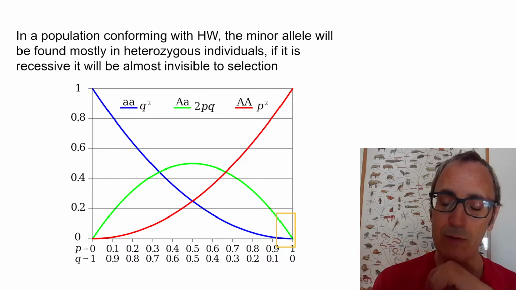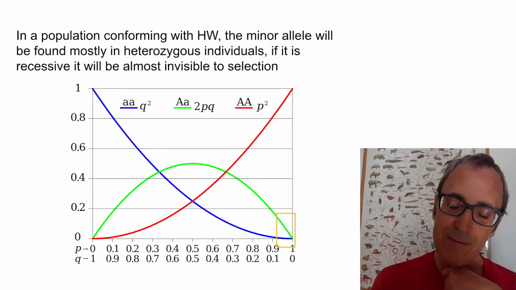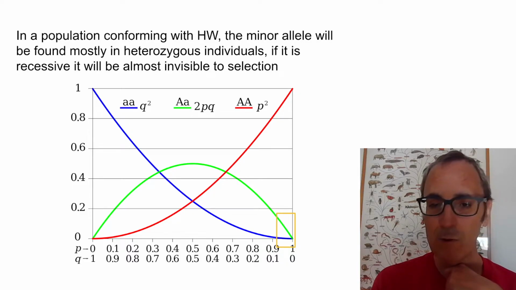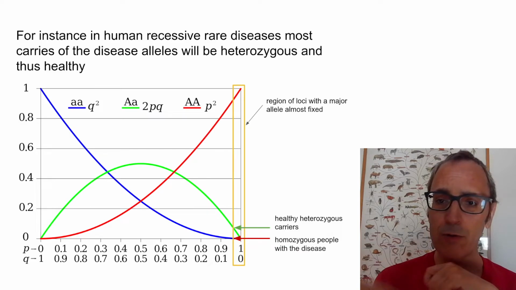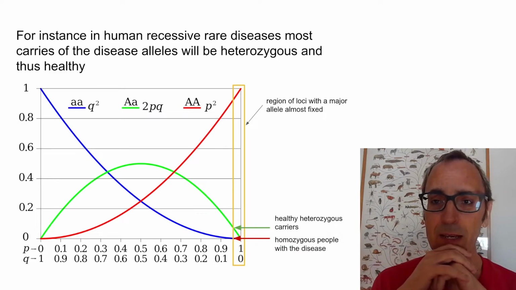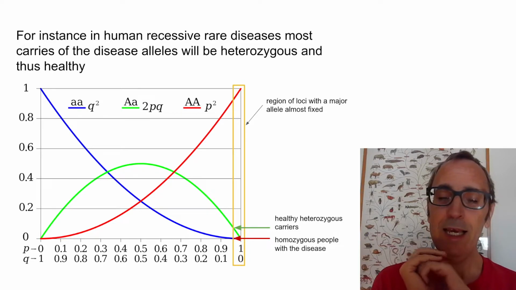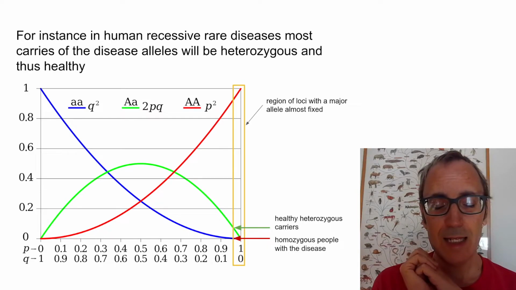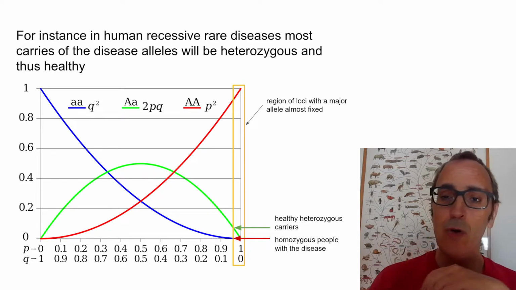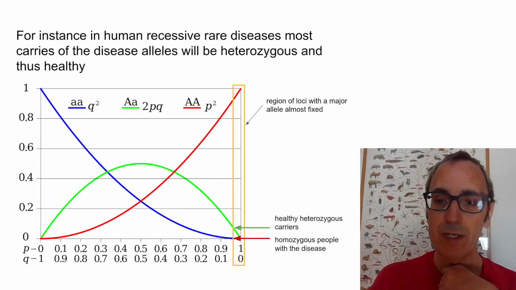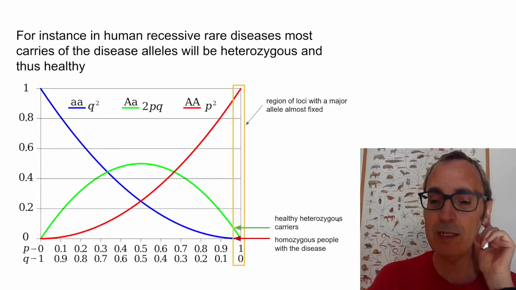And I remind you that Hardy-Weinberg, for animals at least, is quite a good assumption. This has some implications, for instance, in diseases. Usually, the alleles that cause a disease will be in low frequencies. So most people carrying the disease allele will be healthy heterozygous if the disease is recessive.